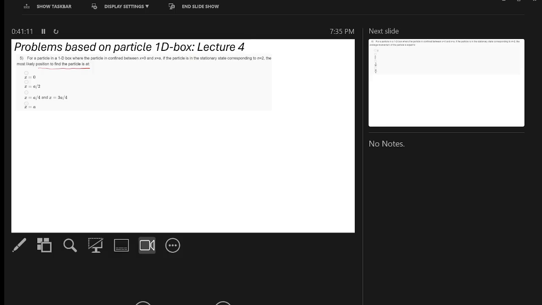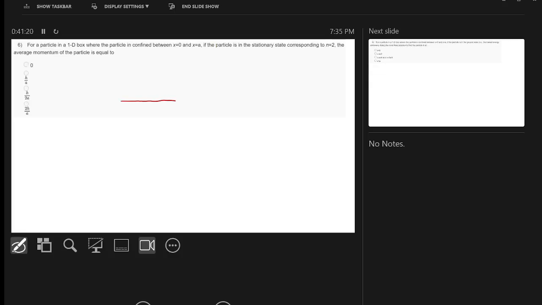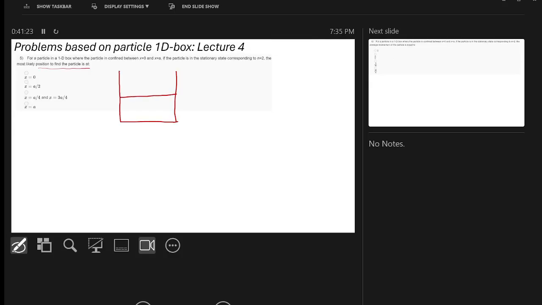Let's try to plot it. So we will draw a one-dimensional box. Okay, so it's asking n equal to 2. The number of nodes in a one-dimensional box is n minus 1. So 2 minus 1 is equal to 1. Node means the probability of finding the particle would be 0. Okay. So we have one node. So the graph should look like this.